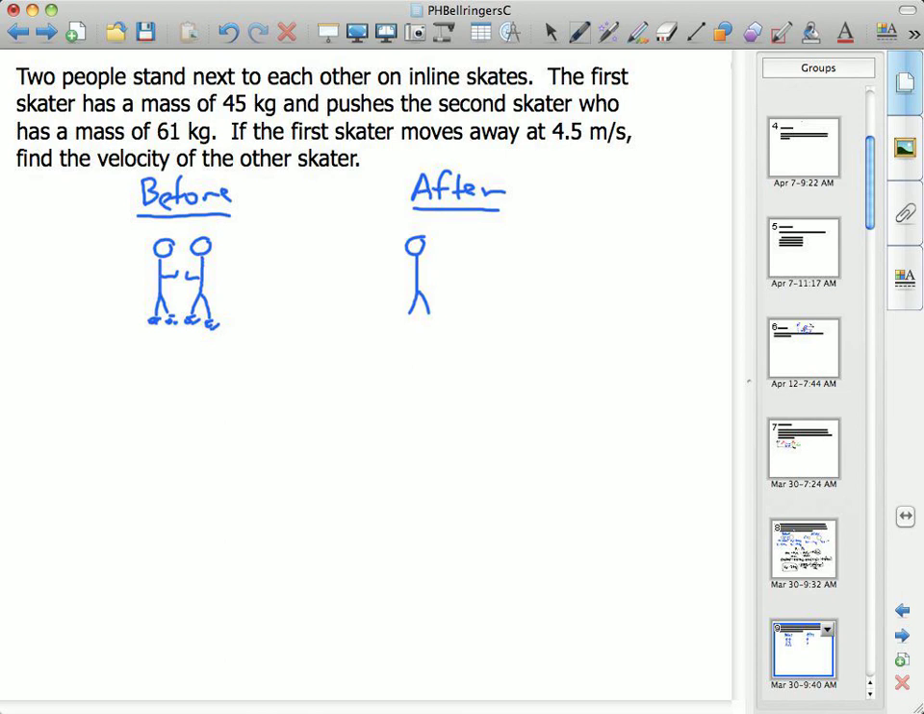After the push, skater 1 moves backwards with a velocity of 4.5 meters per second. Skater 2 is going to move in the opposite direction. Remember, for every action, there's an equal and opposite reaction, Newton's third law of motion. So if the first skater is moving away, the second skater will move in the opposite direction. So we have V1 final and V2 final.